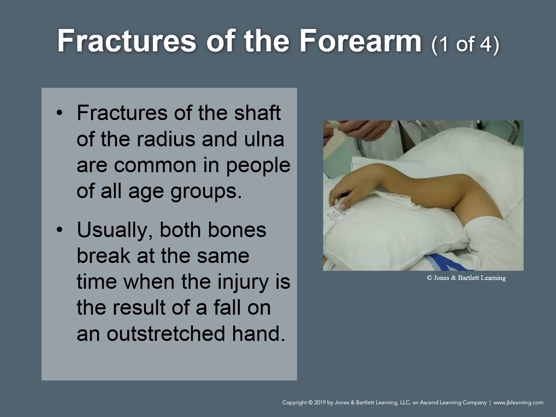Fractures of the forearm, the shaft of the radius and ulna, are common in people of all age groups. Arms are broken quite often. Usually both bones break at the same time. You typically have either both or neither.